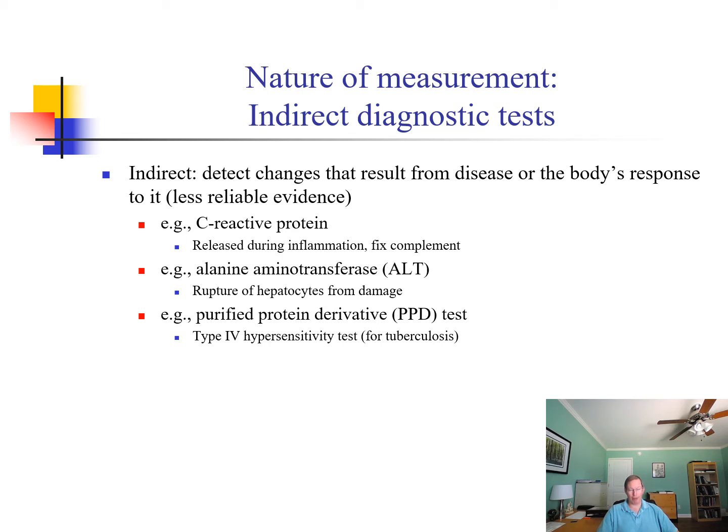Or, for example, if I measure in a blood test that the amount of alanine aminotransferase, a liver enzyme, is elevated, it could be because there's damage to the hepatocytes of the liver cells. I could do a PPD, a purified protein derivative test, by taking a small amount of this tuberculous material and placing it just underneath my skin and then looking for a reaction to that. That's an indirect measure that I've been exposed to tuberculosis.